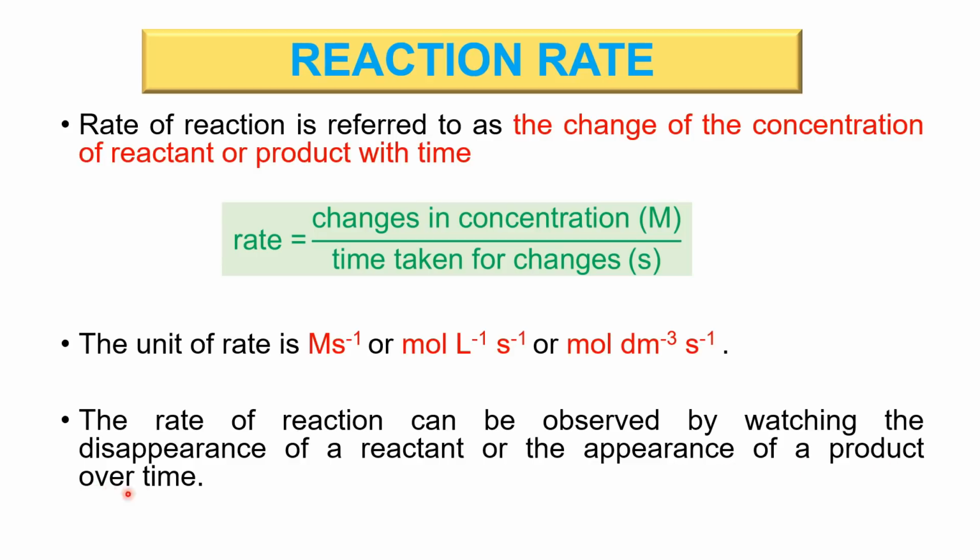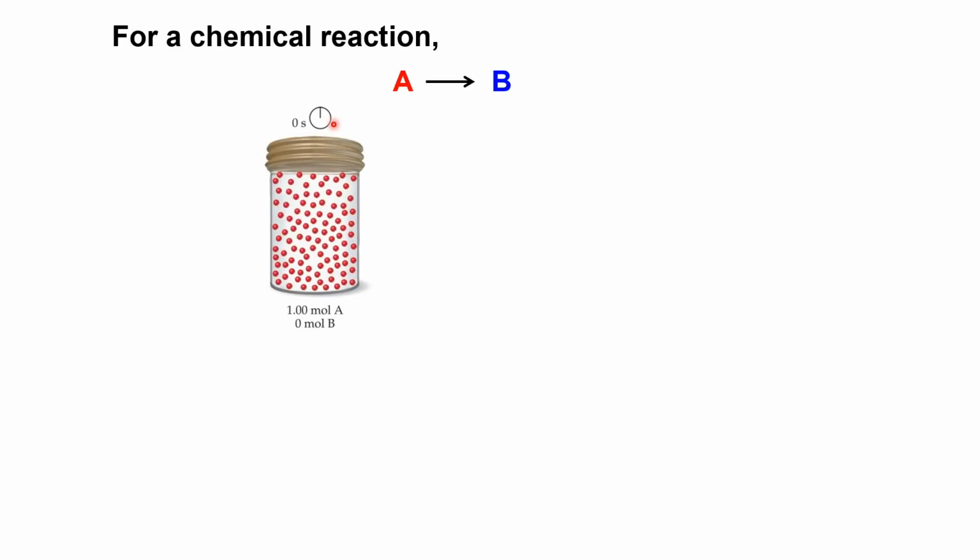The rate of reaction can be observed by watching the disappearance of a reactant or the appearance of a product over time. For a chemical reaction, A produces B. At 0 second, we have 1 mole of A but 0 mole of B. This is because at 0 second, the reaction has not started yet. So at this moment, we only have reactant in our container. The product is still not formed yet.